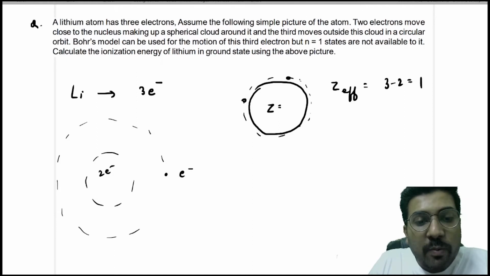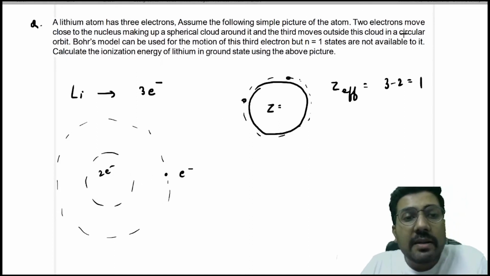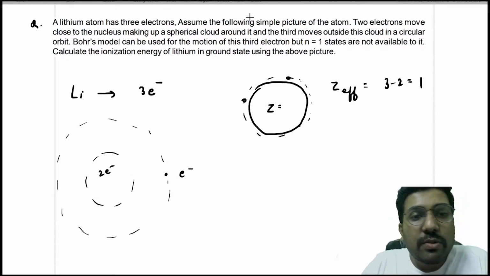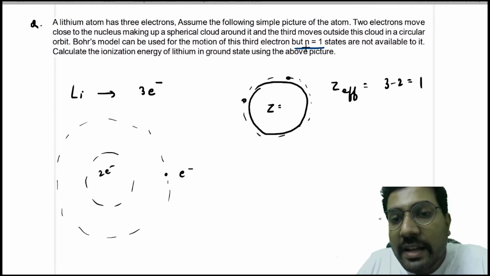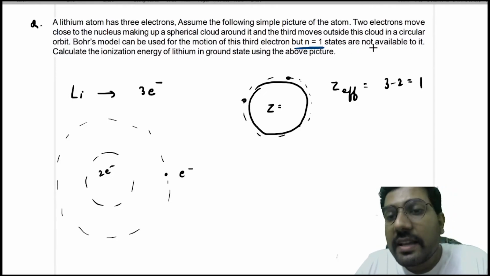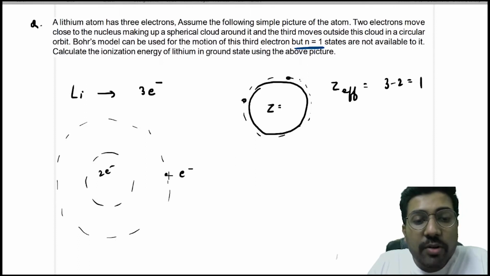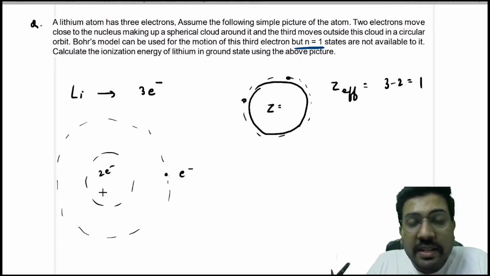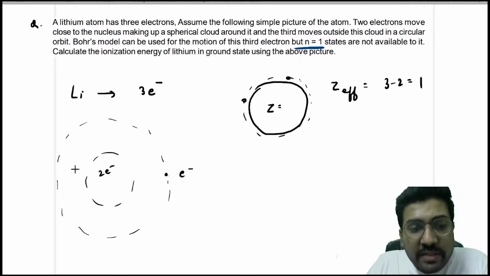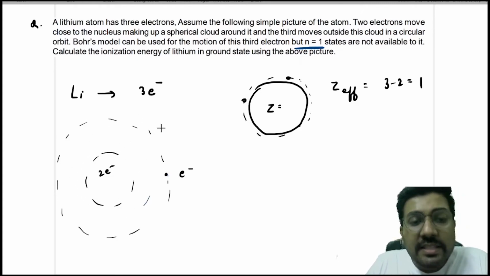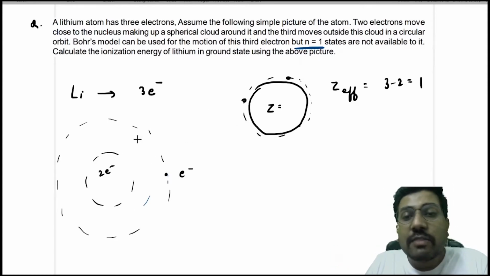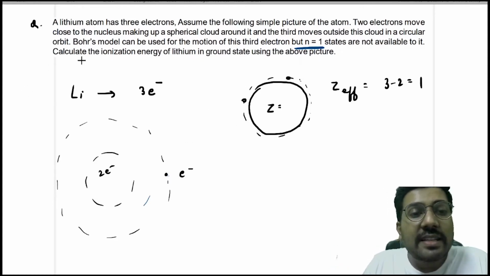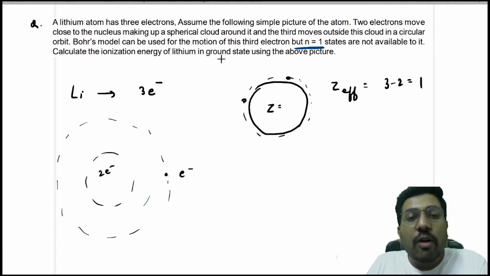Okay, now 1 electron is revolving and in this question they have given that the n equal to 1 state is not available to it. This electron cannot remain in n equal to 1 state in this hypothetical model because the electron cloud has formed here and it is destabilizing the first orbit. Okay, so n equal to 1 is not available, only n equal to 2 is available. So in that case calculate the ionization energy of the lithium in the given picture.